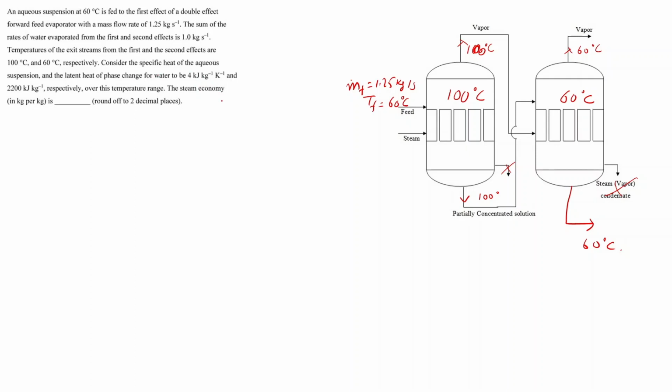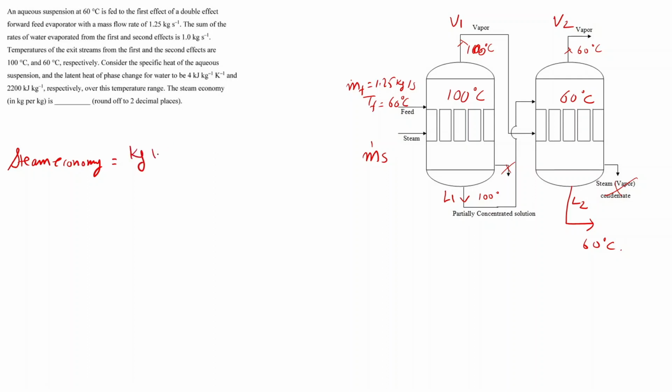So let's consider that the mass flow rate of the steam is m dot s, the vapor generated in the first effect is V1, and in the second effect the vapor generated is V2. The concentrated liquids obtained are L1 and L2. For such a case, we define steam economy as kg of vapor obtained upon the kg of steam that has been used to generate those vapors.